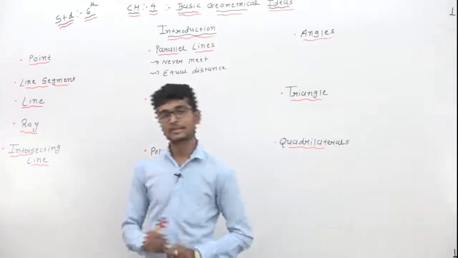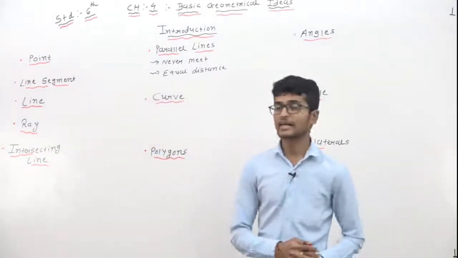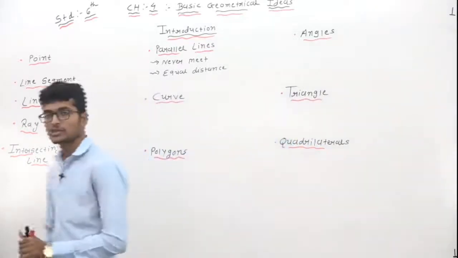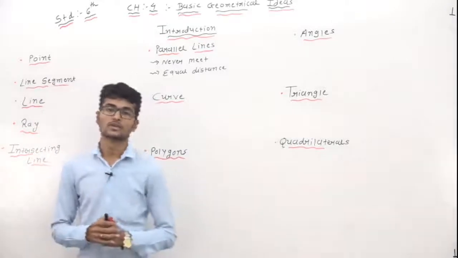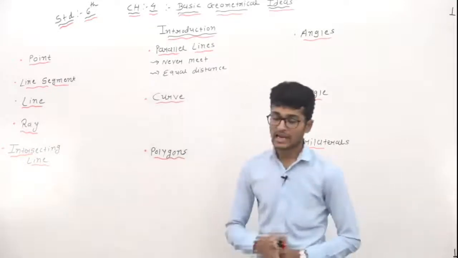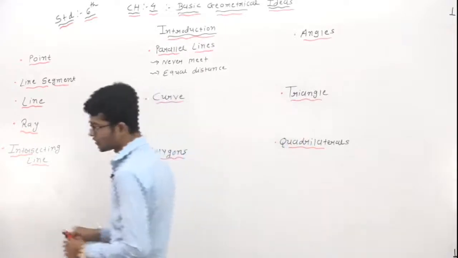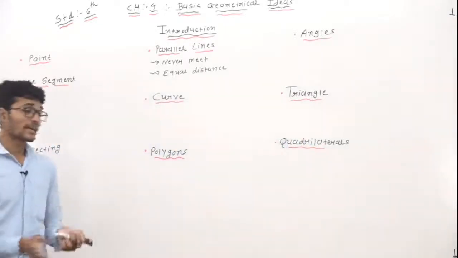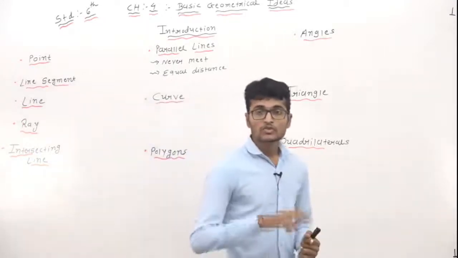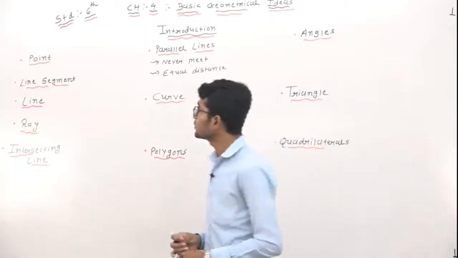Now our next chapter number 4, basic geometrical ideas for standard 6. So first of all we will discuss the introduction of this chapter. In this chapter, we use the point, line segment, line, ray, intersecting lines, curve, polygon, angles, triangles, quadrilateral, parallel lines and circles. So first of all we will discuss the first.